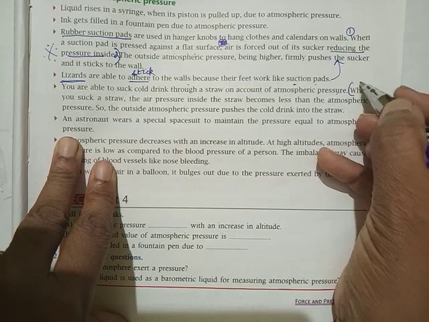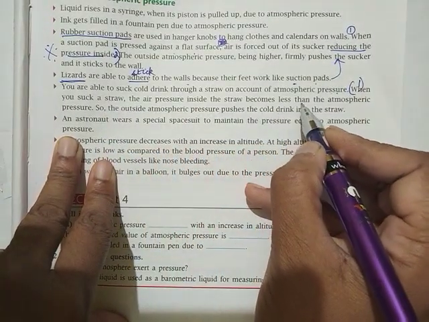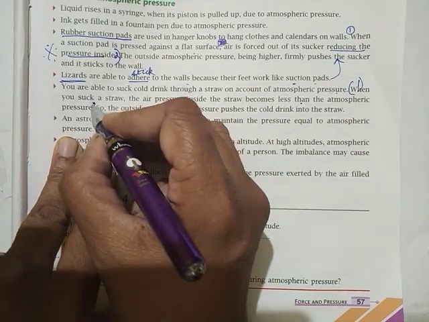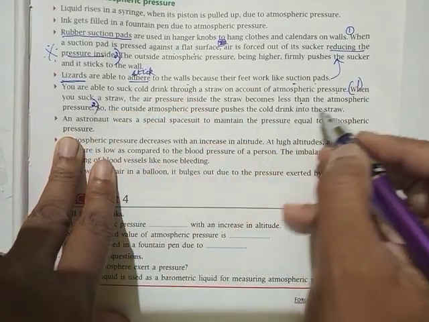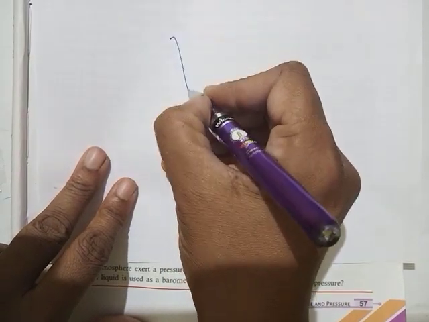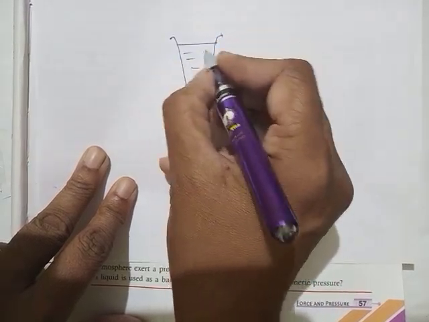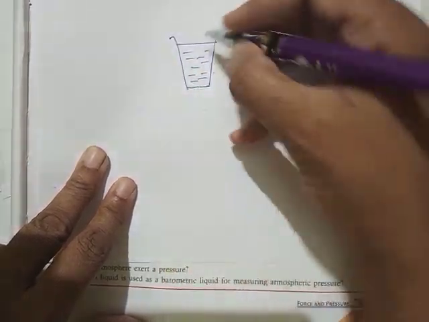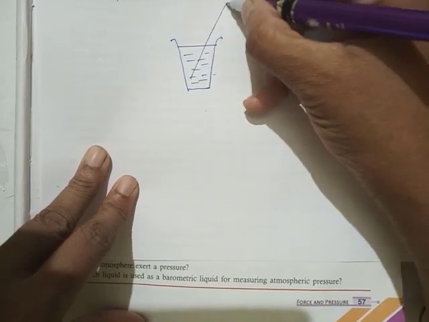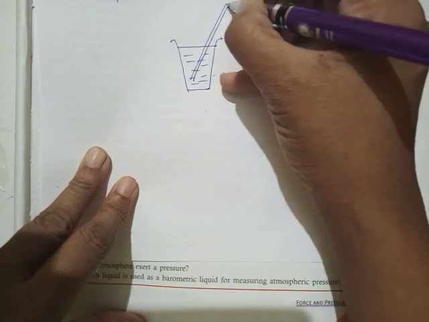How is it possible? When you suck a straw, the air pressure inside the straw becomes less than the atmospheric pressure. The outside pressure pushes the cold drink into the straw. Now, suppose you're drinking cold drinks from this glass using a straw.